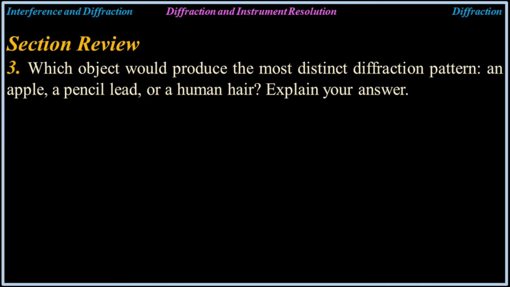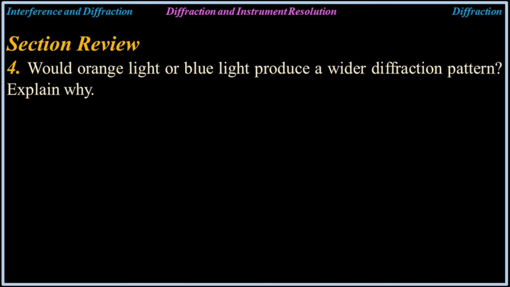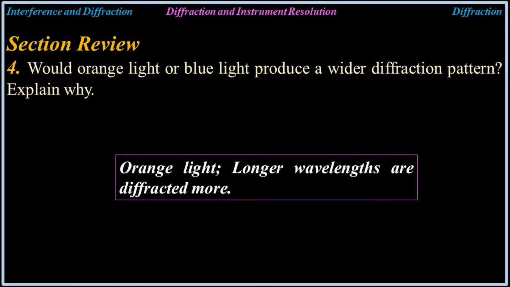Which object would produce the most distinct diffraction pattern? An apple, a pencil lead, or a human hair? Explain your answer. A human hair, its size is closest to the size of the wavelength of visible light. Would orange light or blue light produce a wider diffraction pattern? Explain why. Orange light. Longer wavelengths are diffracted more.